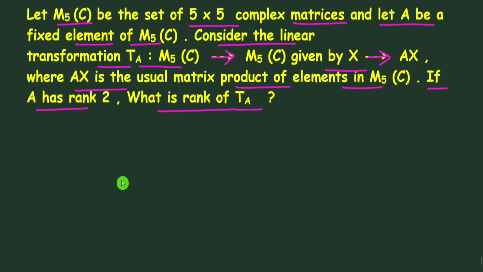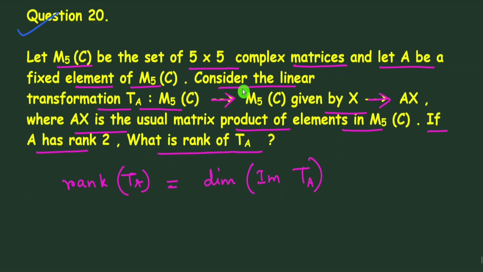First, we know that the rank of TA means the dimension of the image of this transformation T. Rank of T means the rank of the matrix of this linear transformation. This is equal to the dimension of the image. So we have to calculate the dimension of the image of T.